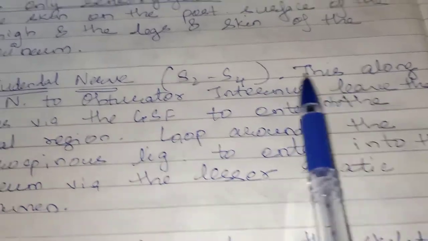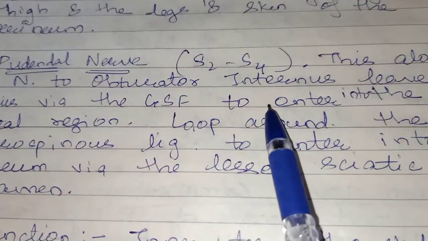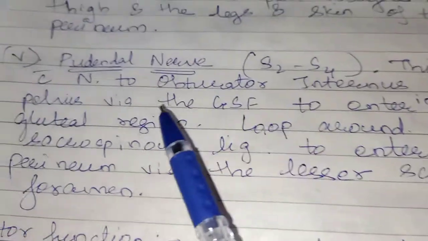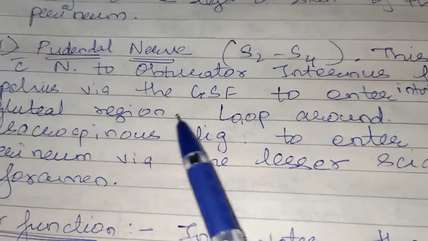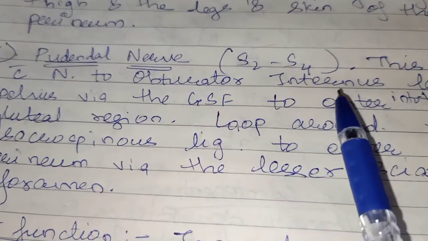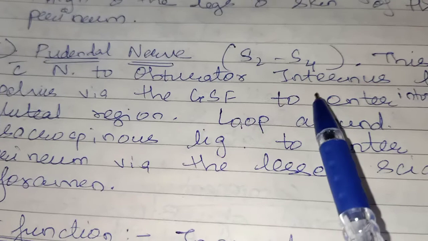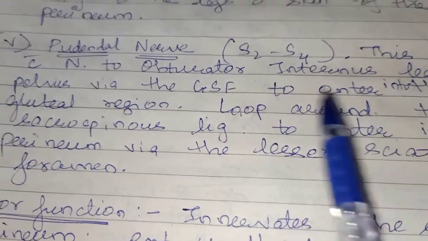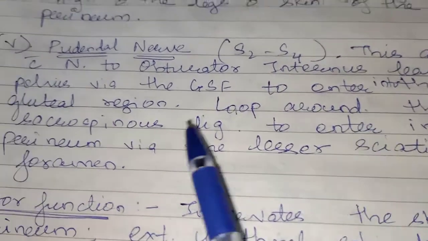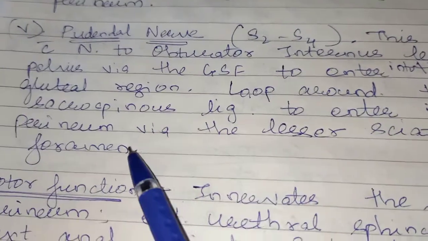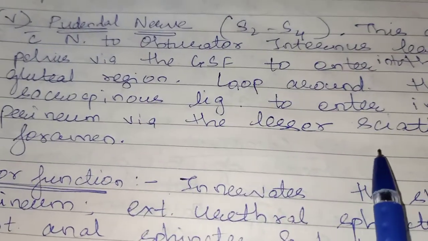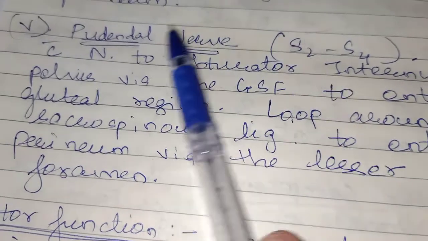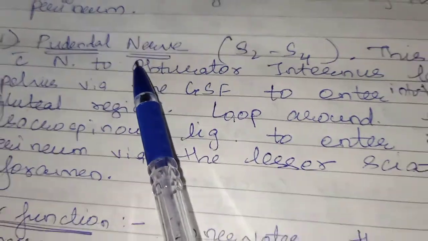Now, the pudendal nerve, along with the nerve to obturator internus, the nerve supplying the obturator internus muscle, leaves the pelvis via the greater sciatic foramen to enter the gluteal region. They loop around the sacrospinous ligament to enter the perineum via the lesser sciatic foramen. So the pudendal nerve is taking the second course, which I have already explained.